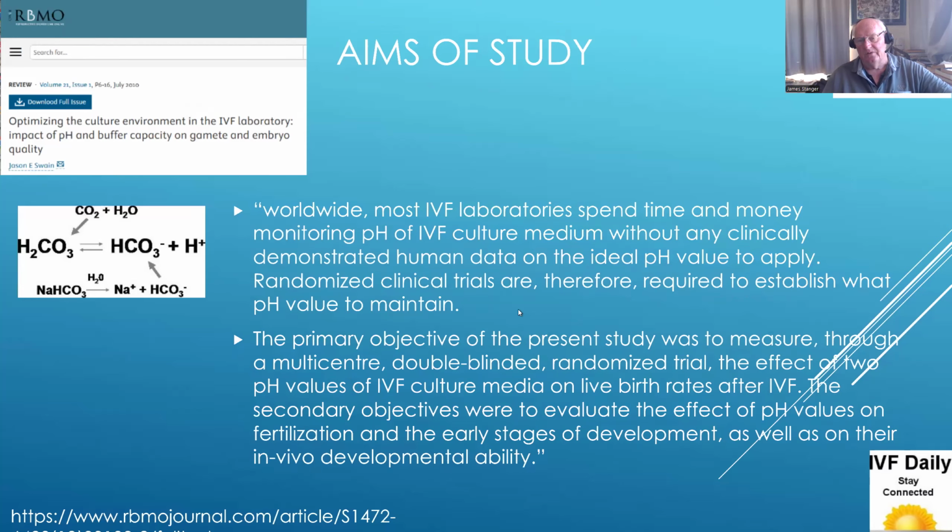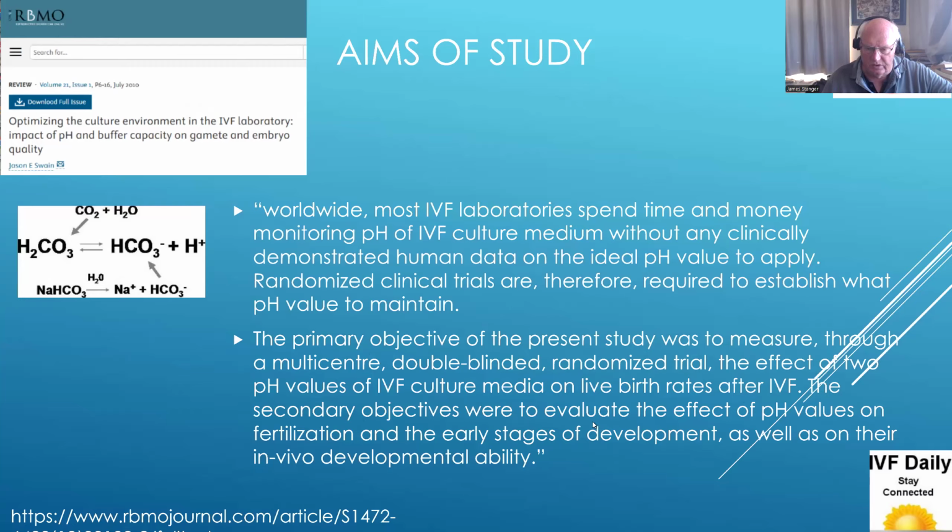Worldwide, most IVF laboratories spend time and money monitoring the pH of culture media without any clinically demonstrated human data on the ideal pH to apply. Randomized clinical trials are therefore required to establish what pH value is the desired one to maintain. The primary objective of the present study was to measure, through a multicenter double-blind randomized trial, the effect of two pH values in IVF culture media at roughly both ends of the spectrum, 7.2 and 7.34, on the live birth rates after IVF.